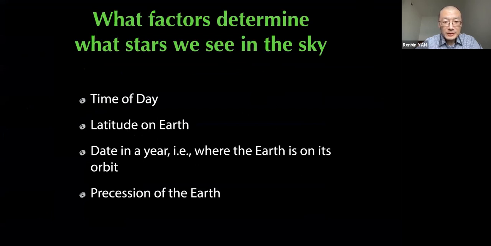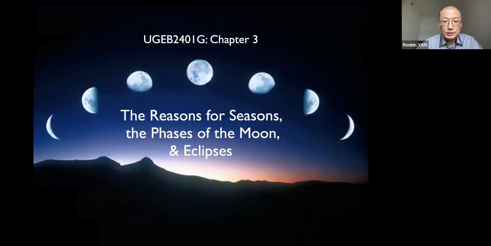So what factors determine what stars we see in the sky? There are 4 factors: time of the day, latitude on Earth, date in a year, and precession of the Earth. So these 4 factors determine what stars we see in the sky. That concludes the chapter on motions of stars in the sky. Now we are going to move to the 3rd chapter, in which we are going to talk about the reasons for seasons, the reasons for phases of the moon, and eclipses.